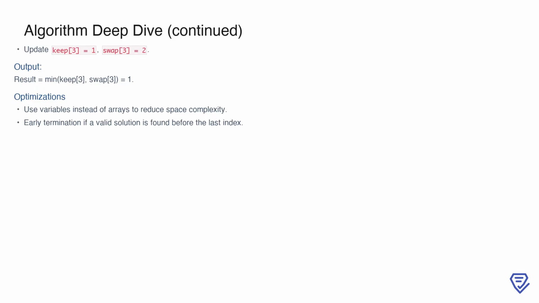To optimize further, we can replace the keep and swap arrays with two variables to save space. Additionally, early termination can be employed if a valid solution is identified before reaching the last index. These optimizations ensure the solution is both time efficient and space efficient while maintaining accuracy in a variety of scenarios.